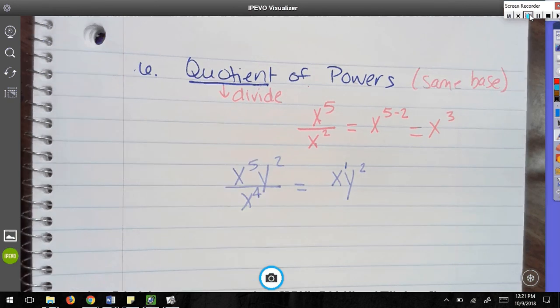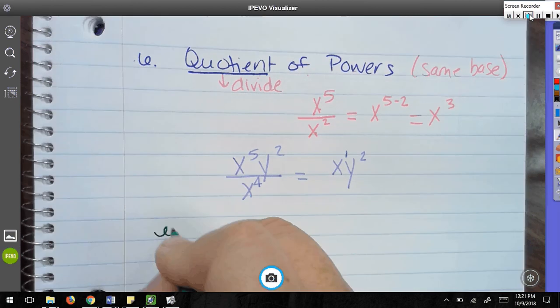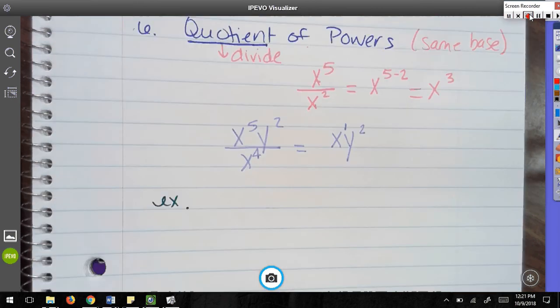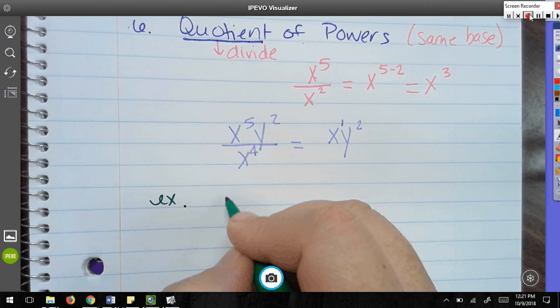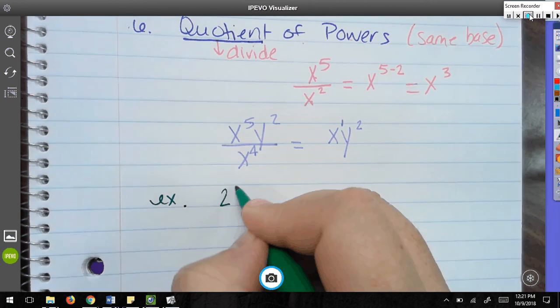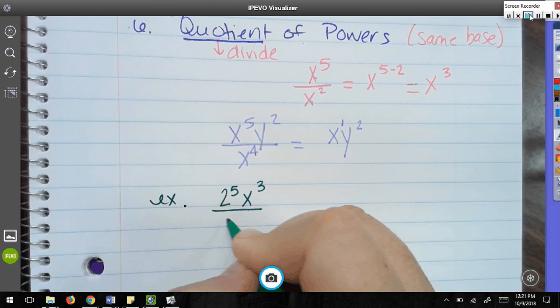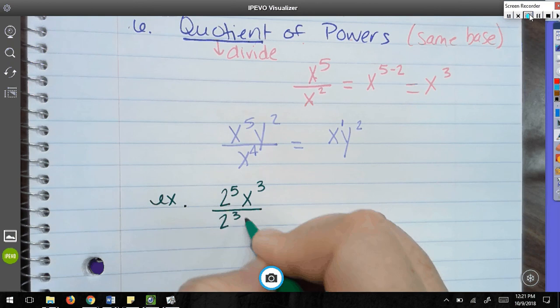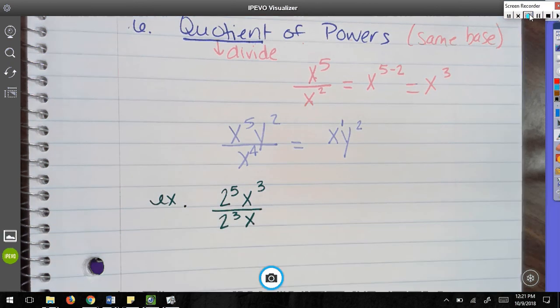So let me show you an example. Try this one. Let's say I have 2 to the 5th x to the 3rd over 2 to the 3rd x. Simplify that and tell me what you get.